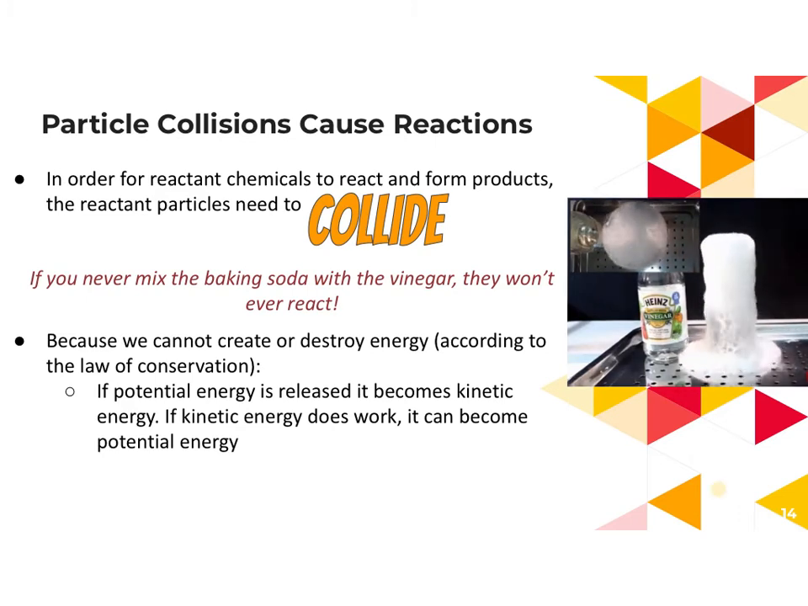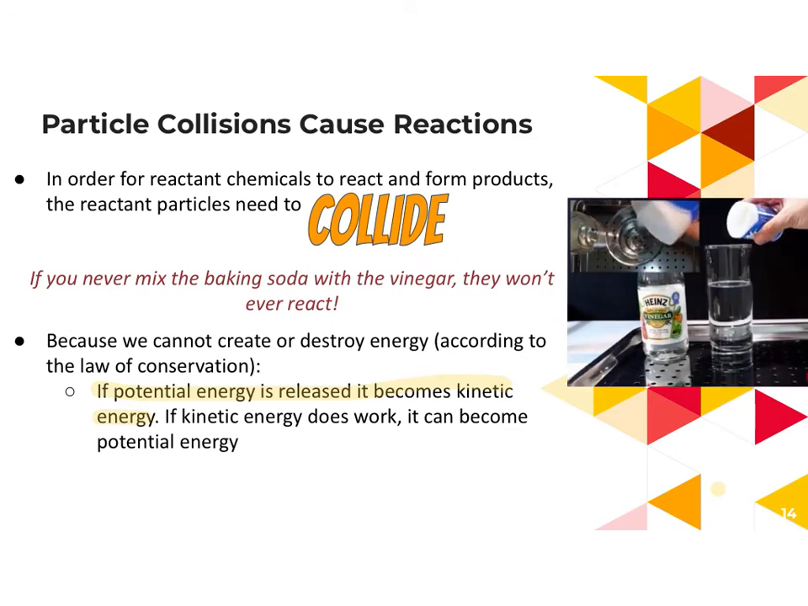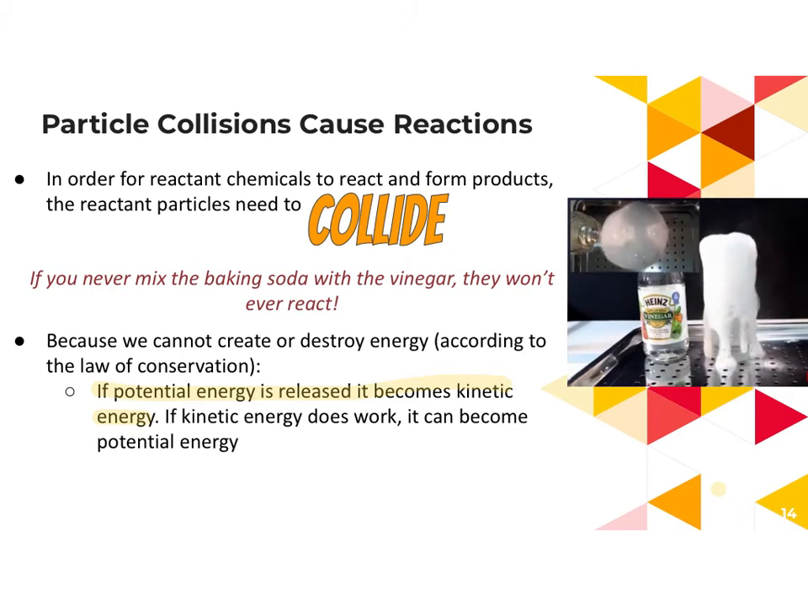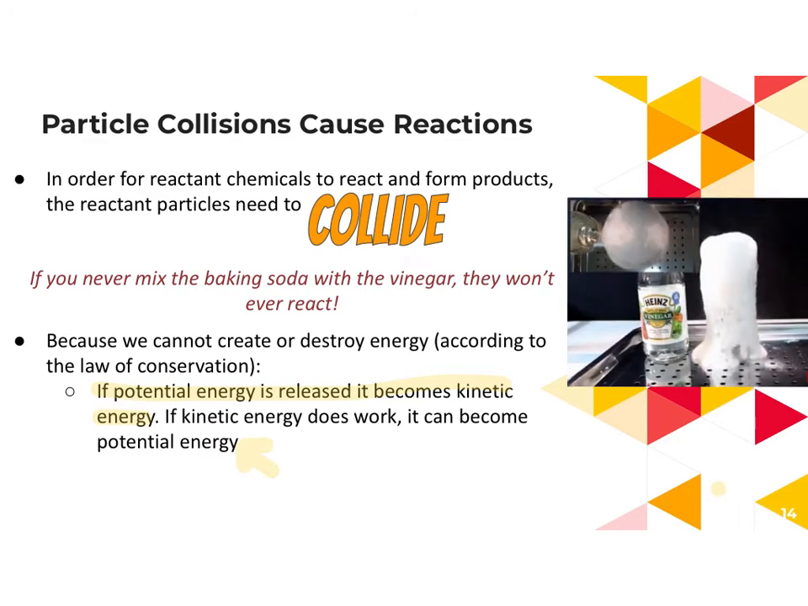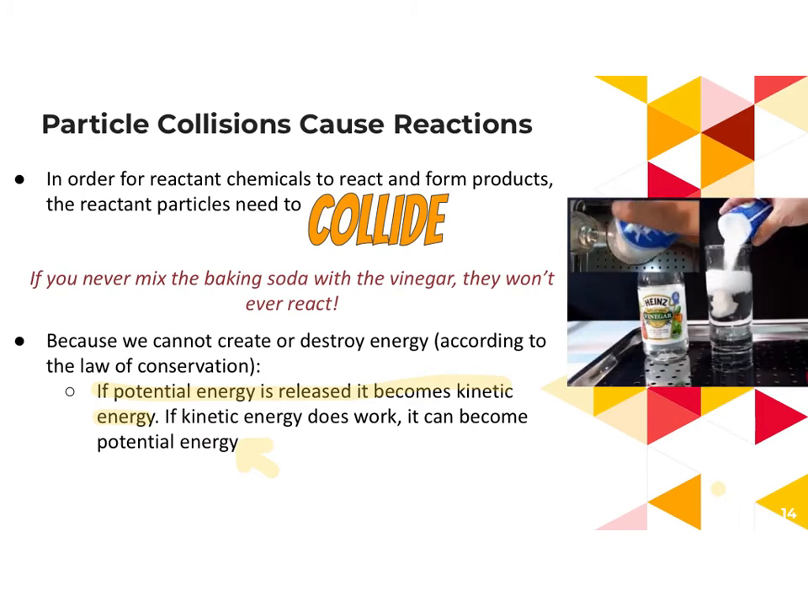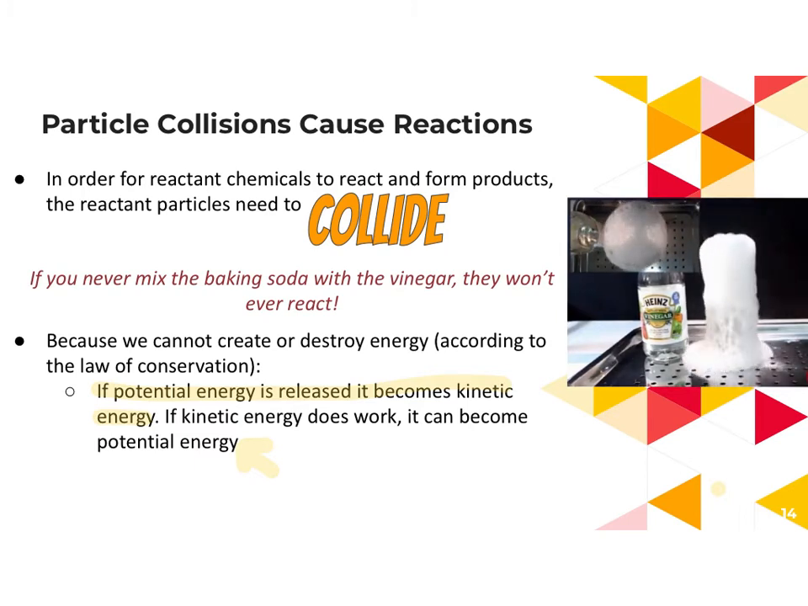Because we can't create or destroy energy, according to the law of conservation, if potential energy is released, it becomes kinetic energy. So if we break chemical bonds, it's going to be released as heat, motion, sound, or light. If kinetic energy does work, it can become potential energy. That would be where we form stronger or higher energy chemical bonds as potential energy. But the gist of this is, in order for our reactions to occur, the reactant particles need to collide, right? They need to mix together in order to form any products. Makes a lot of sense.